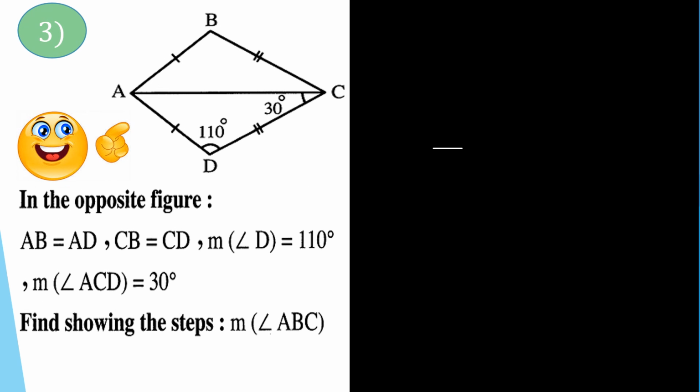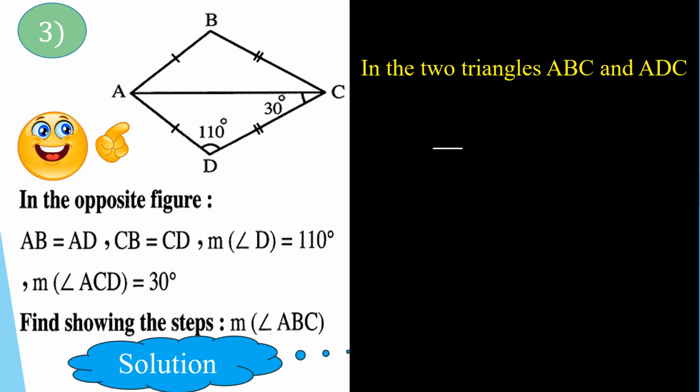Exercise number 3. In the opposite figure, AB equals AD, CB equals CD. Measure of angle D equals 110 degrees. Measure of angle ACD equals 30 degrees. Find, showing the steps, measure of angle ABC. Solution.